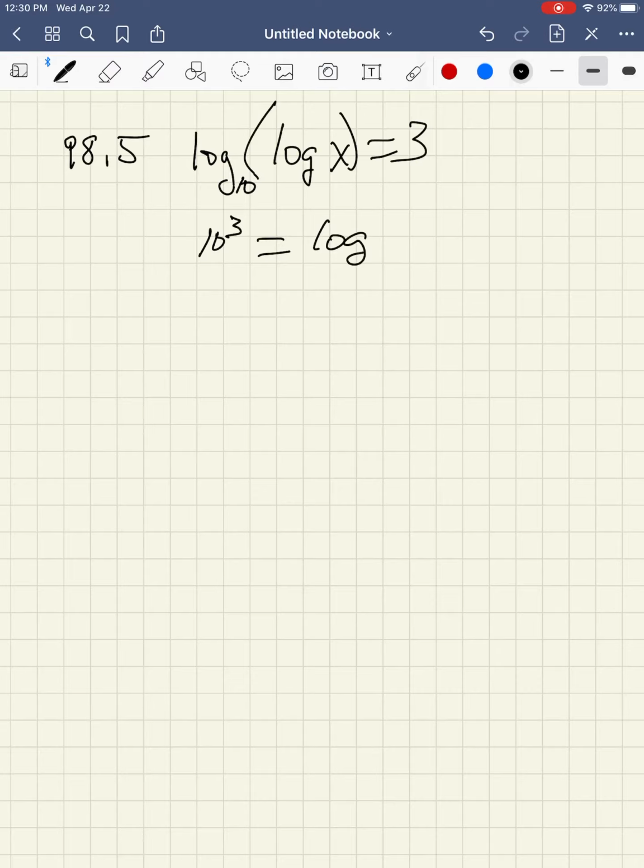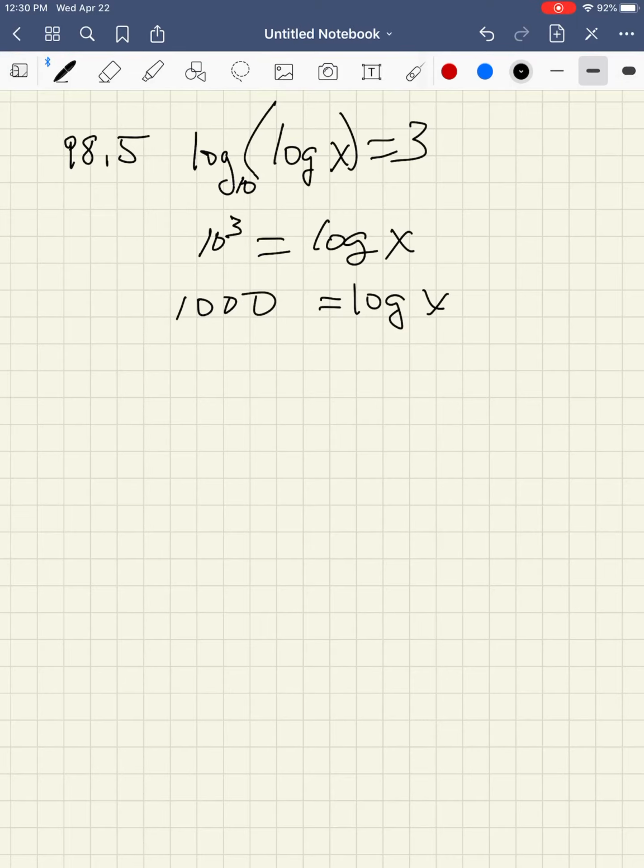All right, 98.5. This one's a little bit different. It says log of log of x equals 3. That's not log x times log x. That's the log of log x. So the first thing we need to do is rewrite this in exponential form. So this would be 10 to the 3 is equal to log of x. So that's log of x is equal to 1,000.